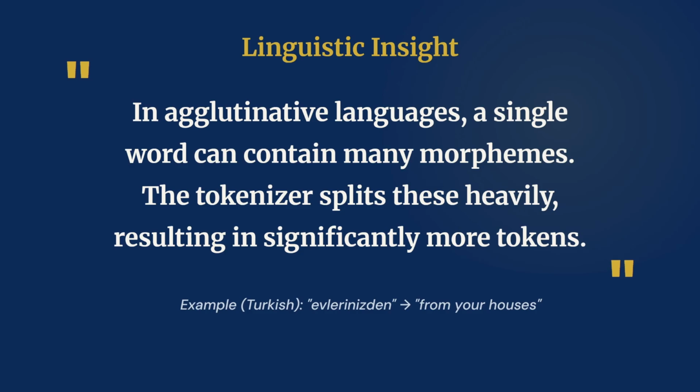Now, this slide drives the point home with a sharp linguistic insight. In agglutinative languages, a single word can contain many morphemes, and the tokenizer has to split these heavily, resulting in significantly more tokens per meaning unit. Take the Turkish word everinizden. This single word translates to the full English phrase, from your houses. It contains morphemes for house, plural, your, and from, all fused together. An English trained tokenizer sees this as an unfamiliar long string and fragments it into smaller pieces, each getting its own token. What costs 1 or 2 tokens in English can cost 5, 6, or even more in Turkish. This is the morphological penalty in action.